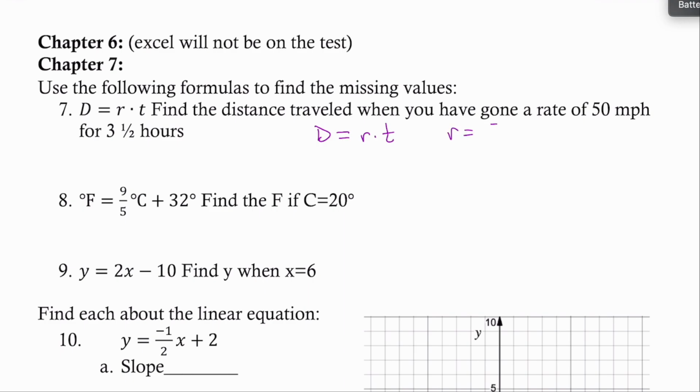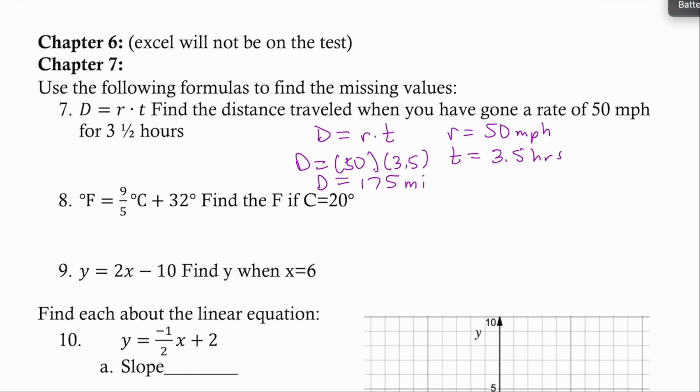Our rate is 50 miles per hour. Our time is 3.5 hours. So our distance is just going to be rate times time. Now you would have to make sure that those are in the same units. So, if one was minutes and one was hours, you would have to make sure that they're the same. One is 50 miles per hour, the other is hours, so our answer will be in miles. So we're just going to multiply those, and the answer is 175 miles.